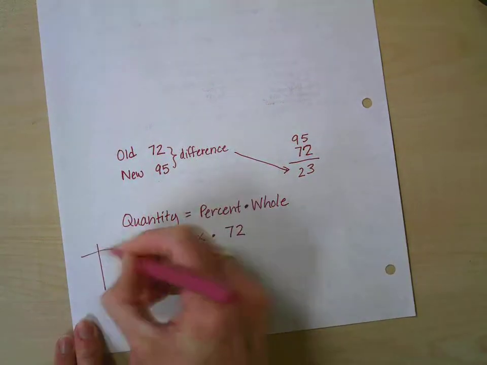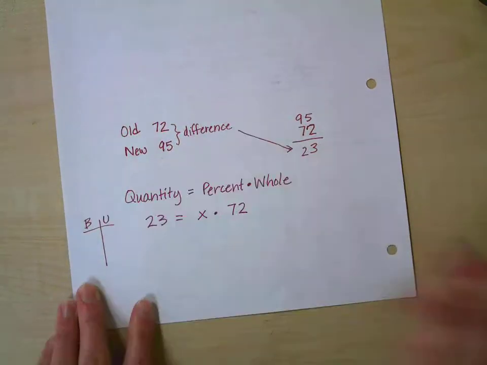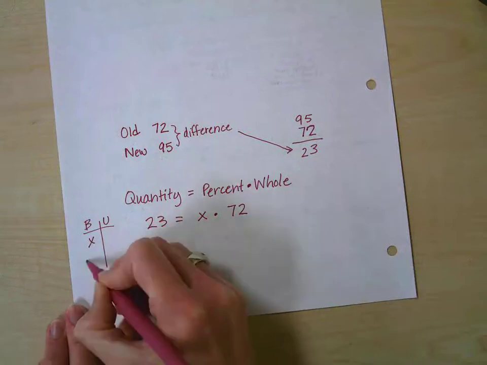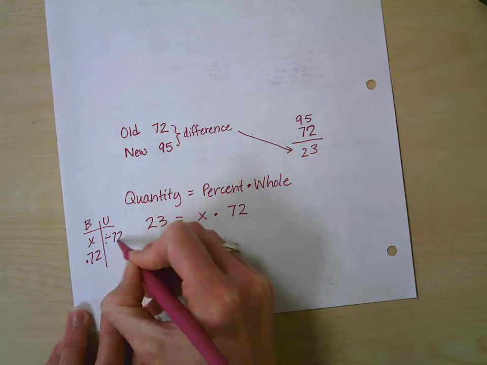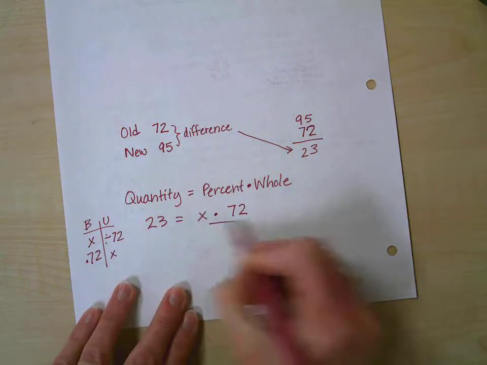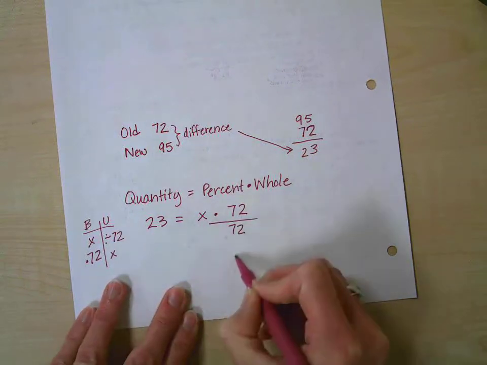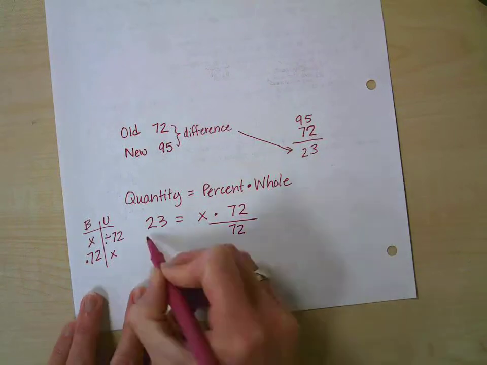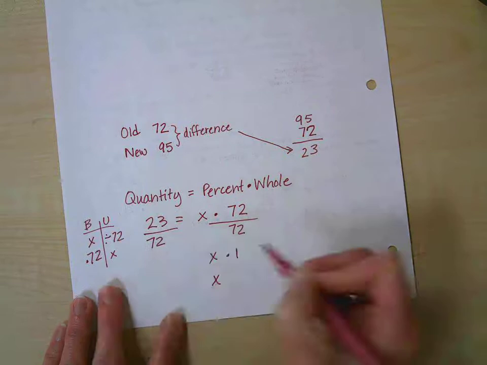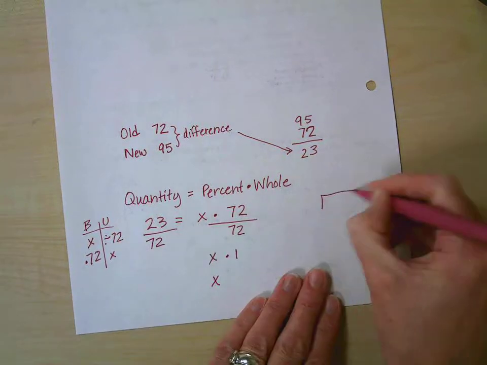of whole, and so our quantity is going to be the difference, which is 23 equals, we don't know, and the original was 72. So again, you're going to use your BU chart. Our variable is x. What did we do to x? We multiplied it by 72. So to undo that, we divide by 72, and we're left with x. I'm going to go a little faster because we just did this, so this should be very, very familiar to you. What you do to one side, you have to do to the other.